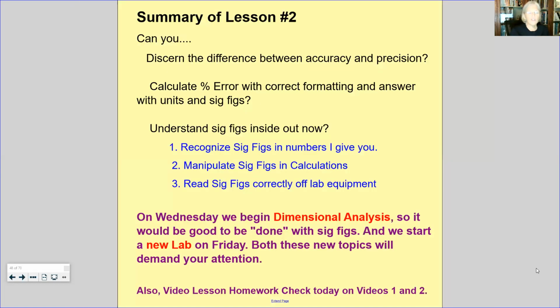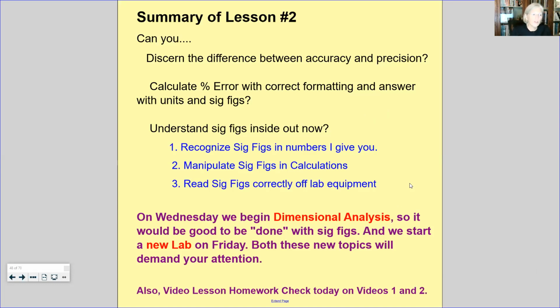So this is the end of lesson 2. The summary is for you to, number 1, discern the difference between accuracy and precision. Calculate percent error with the correct formatting and the correct answer, only written to correct sig figs with units. Formatting means you write down the equation, you substitute in the numbers, and you do the work in your calculator except writing down that yellow oval part to express the answer correctly. Sig figs should be well understood now with these 3 expectations. Any number I give you, you can turn into sig figs. You can manipulate sig figs in calculations and read sig figs off of lab equipment.